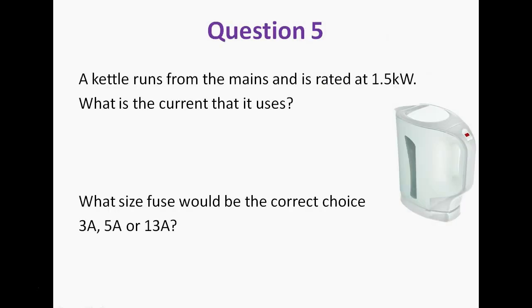Here is a question for you to practice that skill. So we've got a kettle that runs from the mains and is rated at 1.5 kilowatts. The first thing you need to do is calculate what is the current that it uses, and then next you need to select the correct fuse for this device. So please pause and then come back and check your answers.